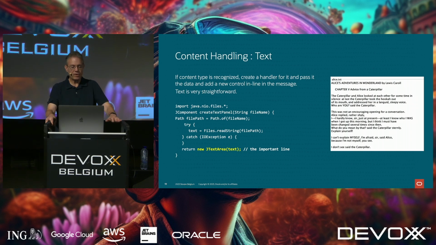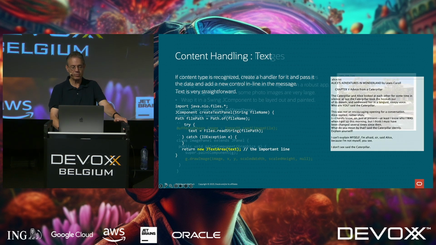And then I'll talk a little bit about how we implemented all of the different handlers for the different content types for attachments. So the text one is very trivial. All of the content handlers look pretty much like this. They have a method that returns a JComponent or a subclass of JComponent and ends up doing whatever it needs to do. It's passed in the information it needs, usually a file name, and then it does whatever it needs to do to generate that content. In this case, we just create a JTextArea with the content from the text file that we've read in.